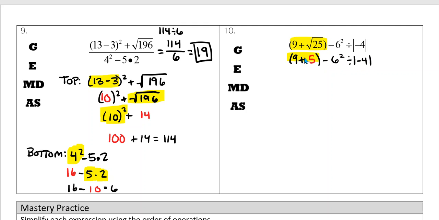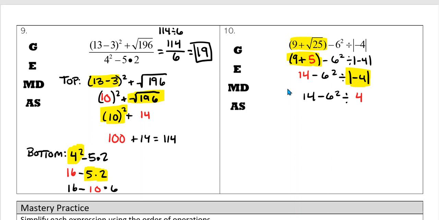We're still working inside those parentheses to finish out that grouping symbol. So 9 plus 5 is 14. And again, everything else comes down the same as it is. We're done with that grouping symbol, but we have one more. We have that absolute value here. And the absolute value of negative 4 is 4, because negative 4 is 4 units away from 0. And the 14 minus 6 squared and the division sign all comes down the same.